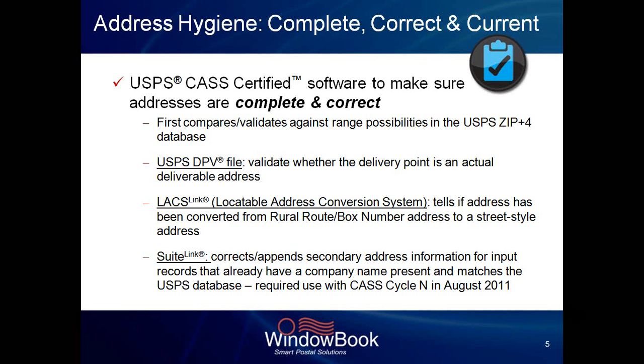SuiteLink is also part of address hygiene software now, and as of coming up in August, just a couple of months from now, it will be required use when you're doing a CASS certified hygiene process. This is a file from the Postal Service that can either correct or append secondary address information like suite numbers or floor numbers for any input records that already have a company name present on it and that match against the USPS database.